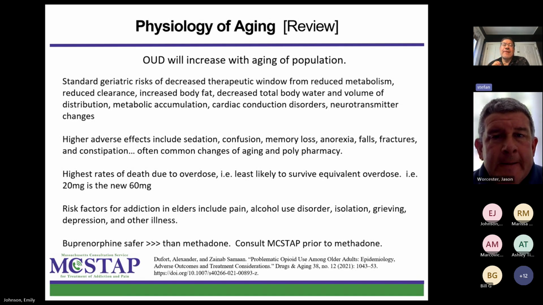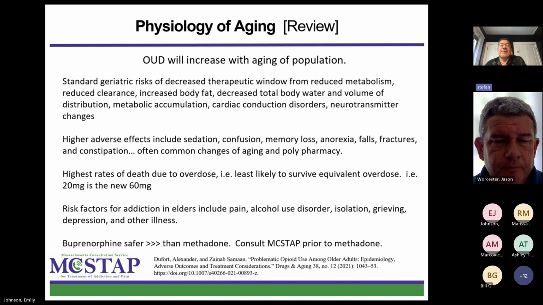You'll have all the usual side effects of a medication and polypharmacy in the elderly and more of sedation, confusion, memory loss, falls. Constipation is the least of our worries in some ways. And also when you're older and elderly, your rate of dying from an overdose is significantly higher than when you're younger. Again, a decreased therapeutic window all around. Okay. As well as we age, we have social, cultural, emotional entropies, baggage, scars, and weights to carry, which include more pain, more alcohol use disorder, more isolation, grieving, depression, and the overall illness burden of aging.